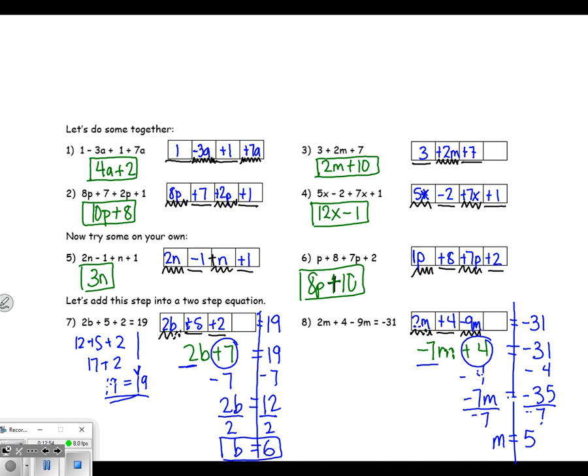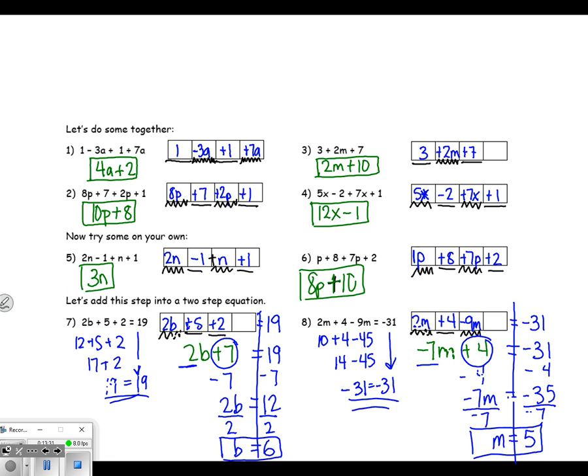I'm going to check it right here. Over here I got 2 times 5 is 10, plus 4 minus 9 times 5 is 45. 10 plus 4 is 14, minus 45. 14 minus 45, I do the 45 minus 14, that gives me 31, but I had more negatives because the negative was the 45, so it gives me negative 31. And that does indeed equal the negative 31 that I needed it to. So, that is the right answer.